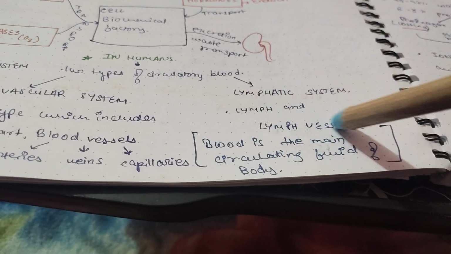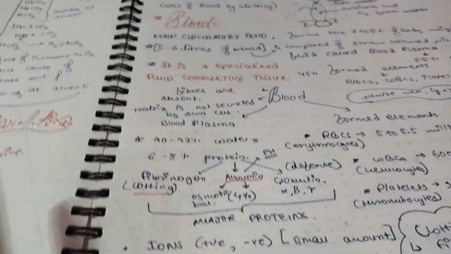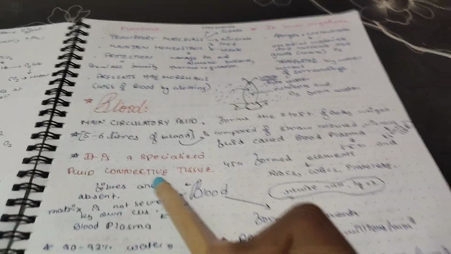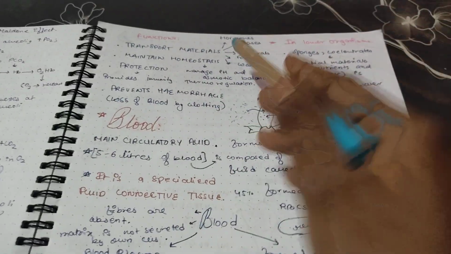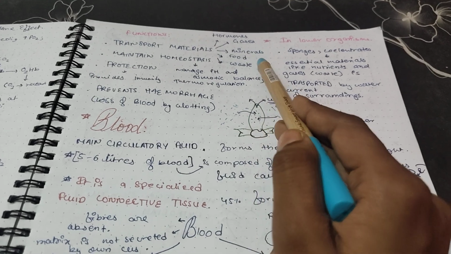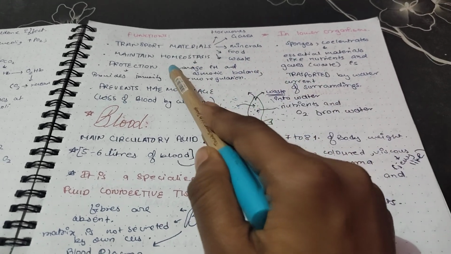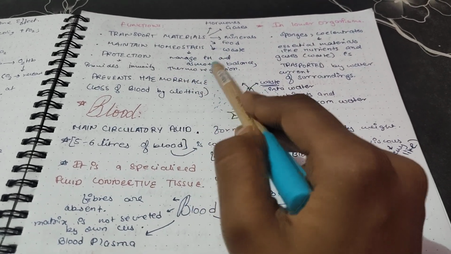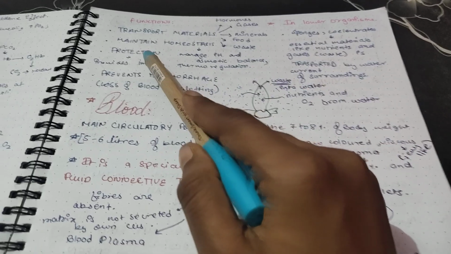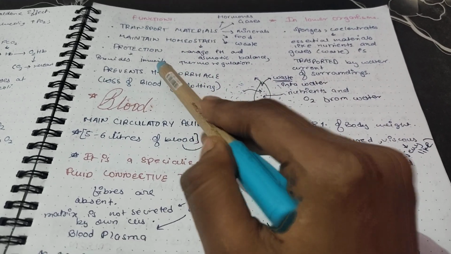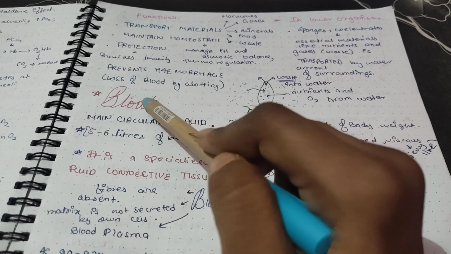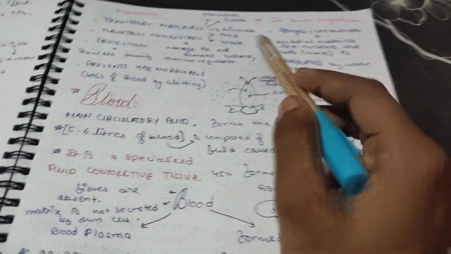Blood is the main circulating fluid of the body. So the functions: it transports materials like hormones, gases, minerals, foods, and waste. It maintains homeostasis, managing pH and osmotic balance. It provides protection, immunity, prevents hemorrhage like loss of blood by clotting.